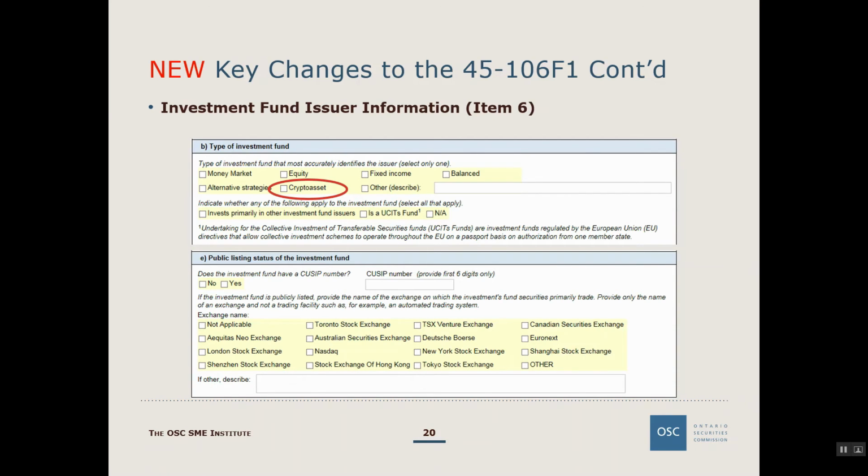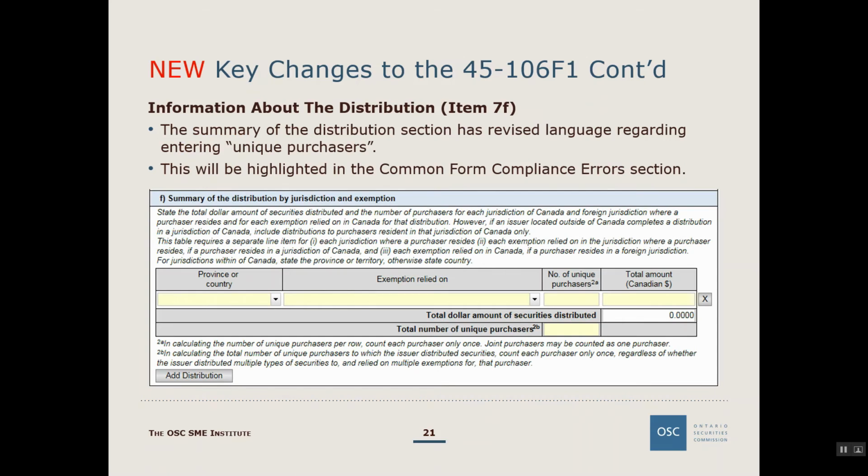We've amended Item 6E of the report so that filers are only required to provide the name of the exchange on which the investment fund's securities primarily trade. We've clarified Item 7F of the report that the number of purchasers in the third column refers to unique purchasers. So when calculating the number of unique purchasers per row, filers should count each purchaser only once. Joint purchasers may be counted as one purchaser.